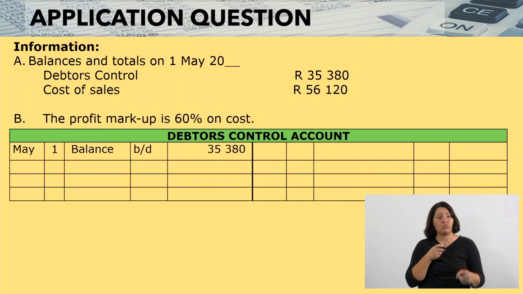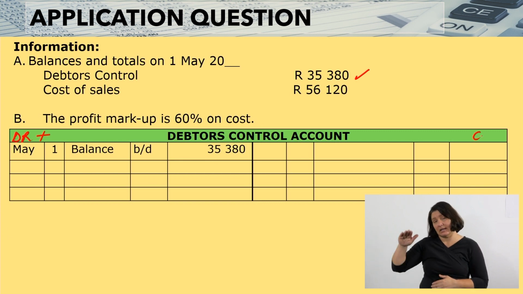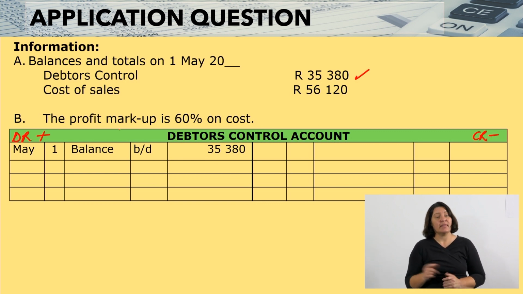Before the ad break, we were able to prepare a debtors control account using different journals from which we're posting. In this question, we're going to do the same again. We are given the balances, and the balance for the debtors control is 35,380. Remember, your debtors control is an asset, so it will increase on the debit side and it will decrease on the credit side. Therefore, you get your balance here, and it is 35,380 as you see.